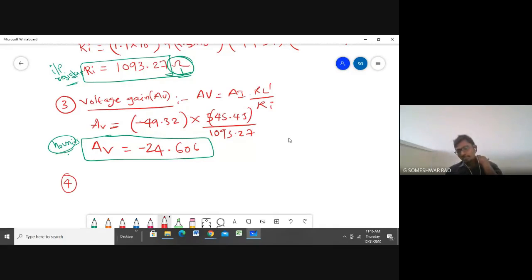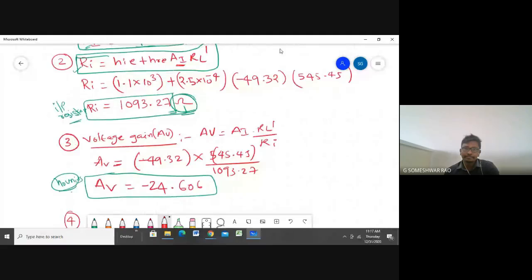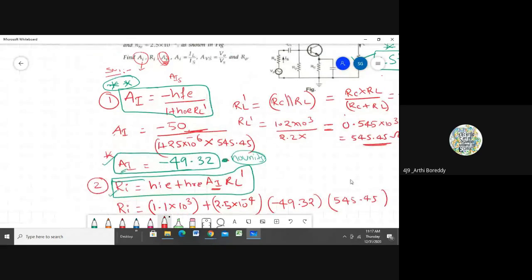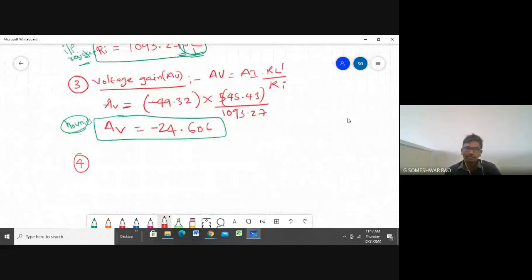Before going to the fourth parameter, let us calculate in the same flow in which we derived. What might be the fourth parameter that we have learnt? What is the fourth parameter in what we derived? Output resistance. Very good, output resistance. So we are going to calculate output resistance.